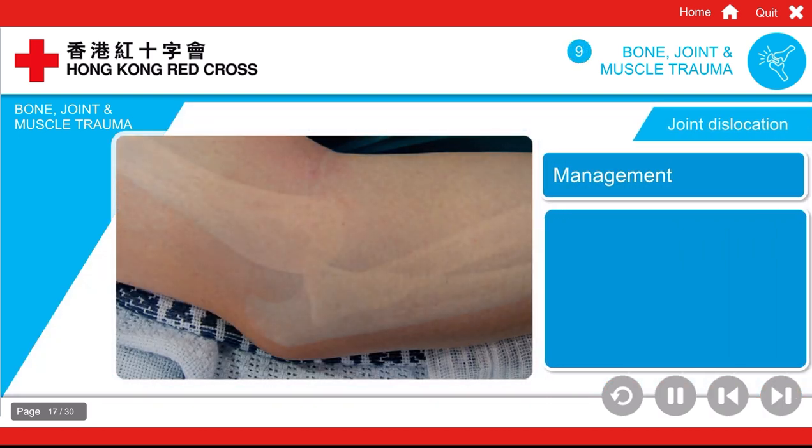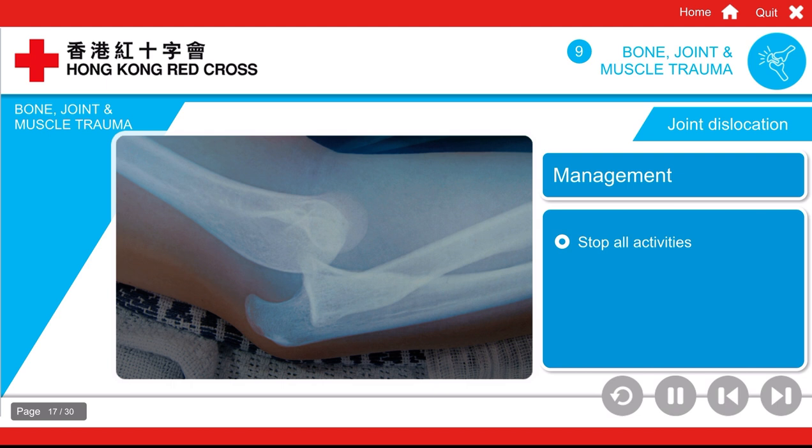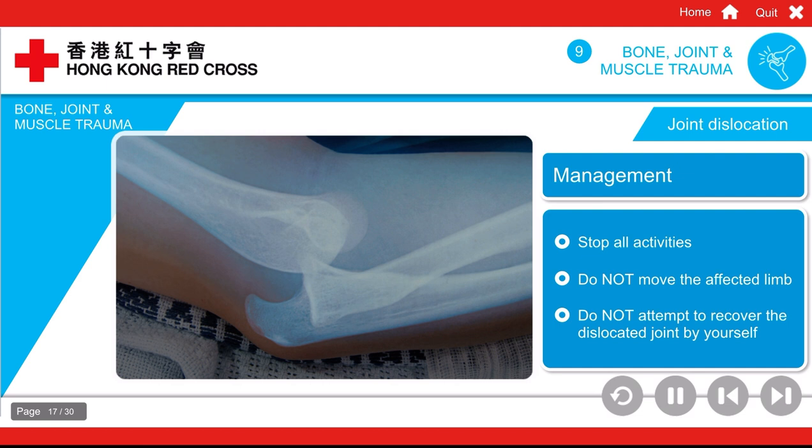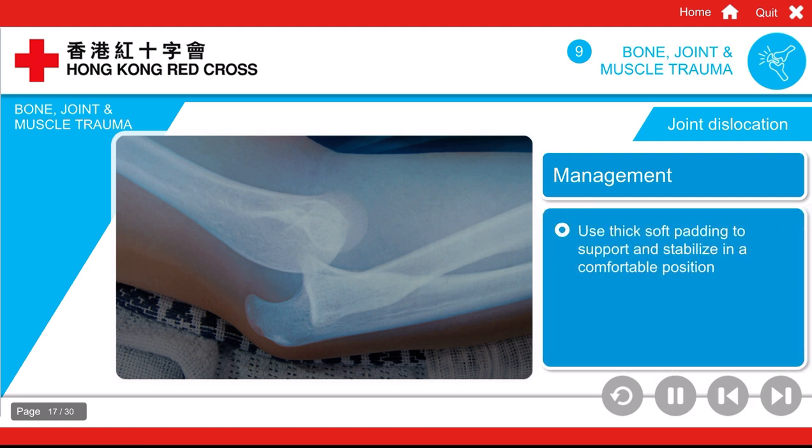To manage joint dislocation, stop the victim from all activities. Try not to move the injured limb and don't attempt to replace the dislocated bone into its socket. Use thick, soft padding to support and stabilize the injured part and place the victim in a comfortable position. After that, send him or her to hospital as soon as possible.